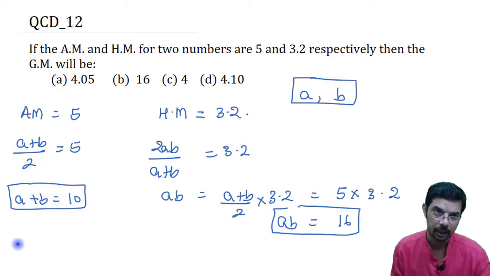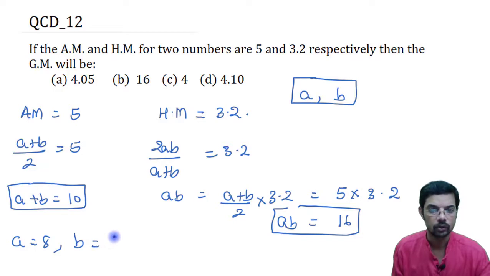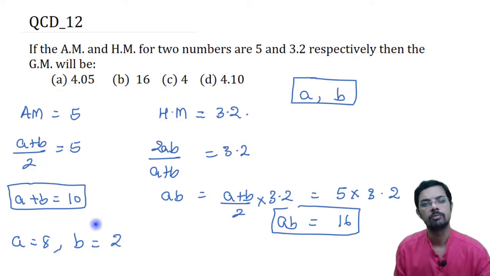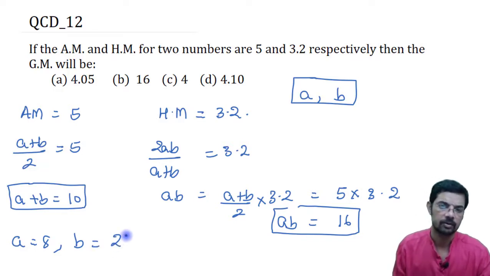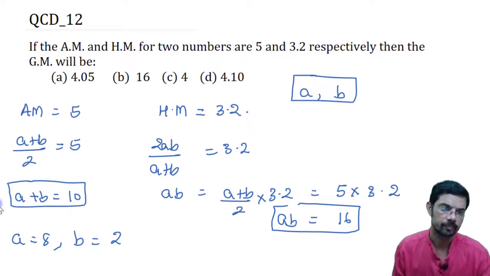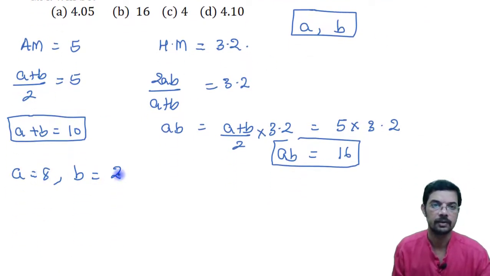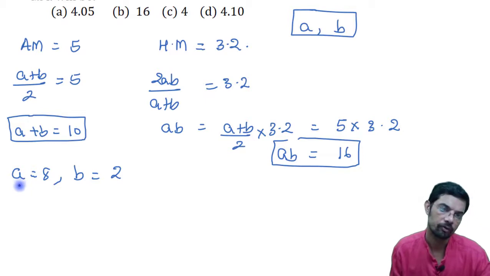So the two numbers are, let A equal 8 and B equal 2, or it can be A equal to 2 and B equal to 8. That doesn't matter. The order is arbitrary. Okay, A is equal to 8 and B is equal to 2. We need to find the GM of A and B.